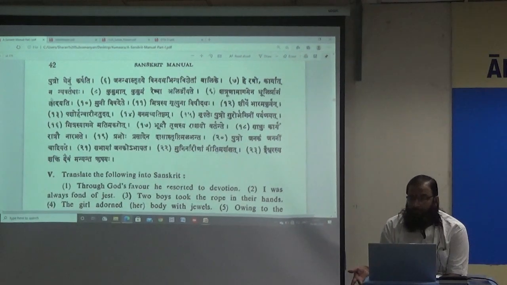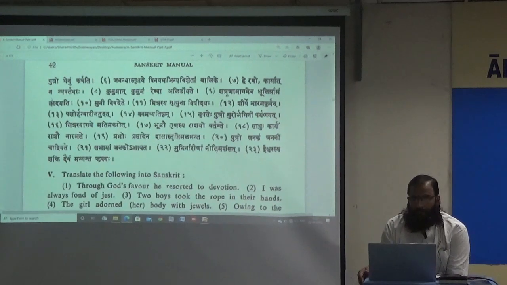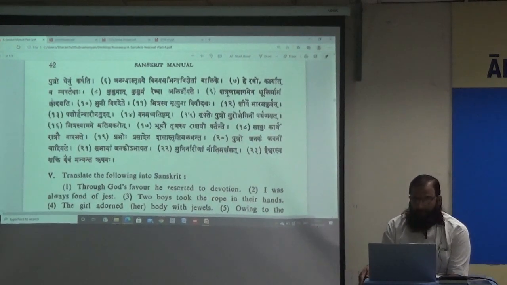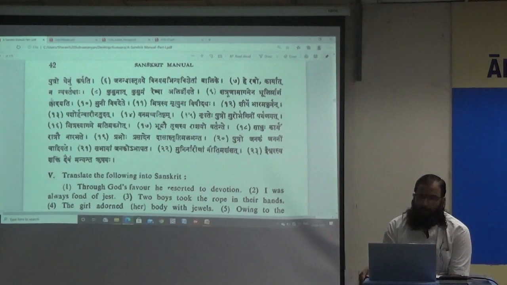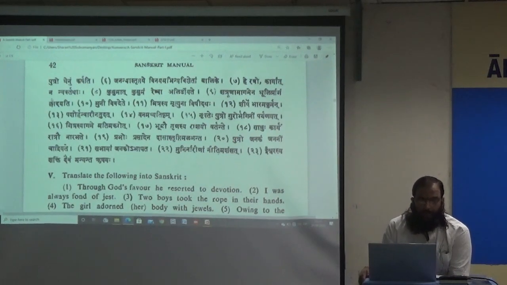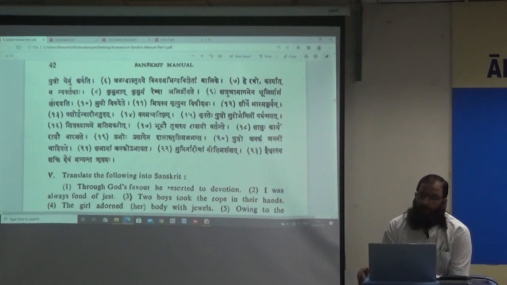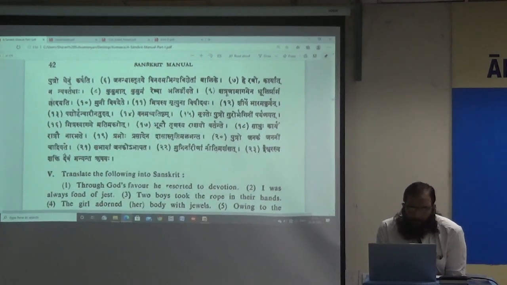Shatrunam agamena dhulih gramam chadayati. Gramam chadayati. What is chadayati? We are studying karma. Dhulih gramam chadayati. Which gana is chadayati? Tenth gana, chad dhatu, to cover. Shatrunam, of enemies. Shatrunam agamena, by the arrival of enemies, dhulih gramam chadayati. The dust covers the village. Right? Next one.